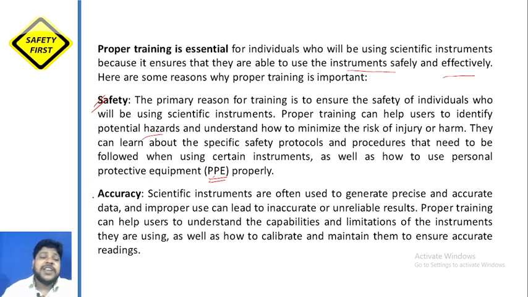The other thing it can improve is accuracy. When we are making any measurement, we are trying to have measurements which generate precise and accurate data. This is our objective. We want to do experiments to have precise and accurate data. If we don't get it, then the whole purpose is compromised. So improper use can lead to inaccurate and unreliable results. Proper training can help users understand the capabilities and limitations of the instrument they are using, as well as know how to calibrate and maintain them to ensure accurate readings.